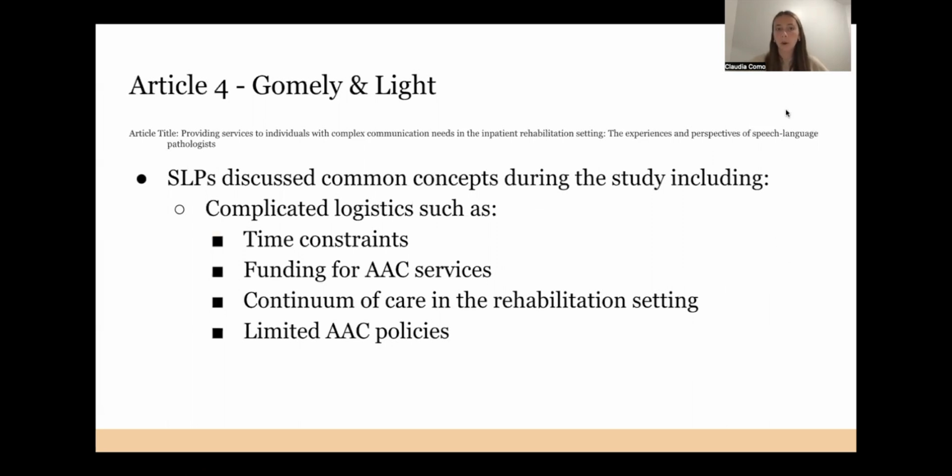So in Article 4, SLP discussed reasons for this not being used, and it included that there are complicated logistics to incorporating AAC. So some reasons for this include time constraints, funding for AAC services, looking at the continuum of care in the rehabilitation setting and how they might not be receiving these services in other areas, and looking at limited AAC policies and how they might not be in place in certain settings.